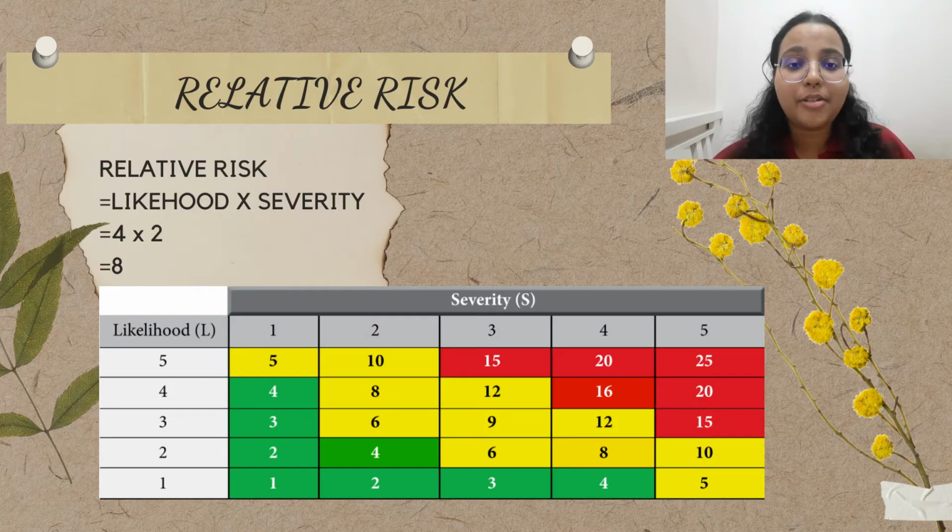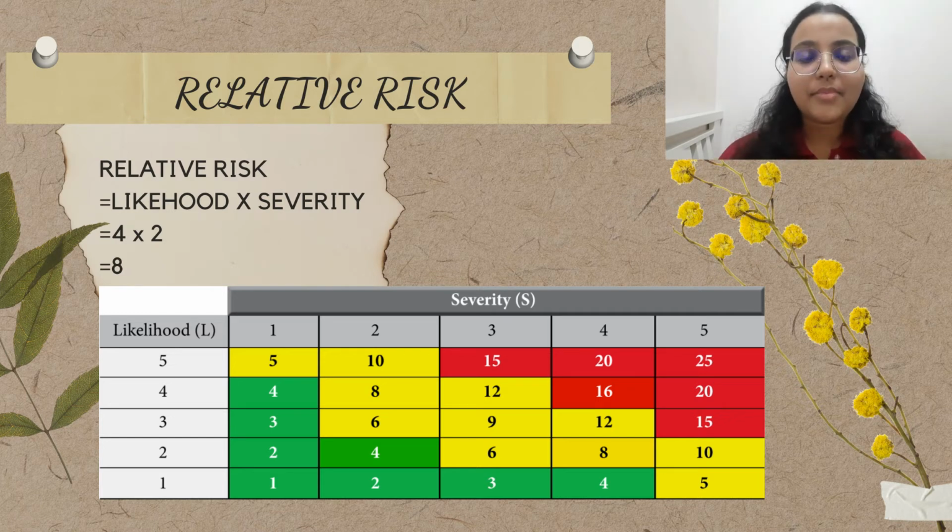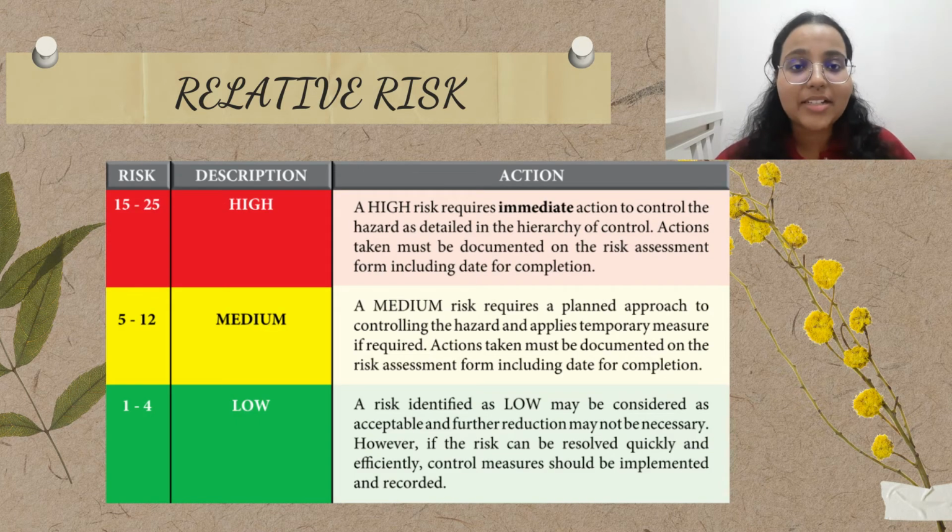The likelihood of harm multiplied by the severity of consequences equals the relative risk. So, for our hazard, the relative risk is 8, which is yellow, indicating a medium level. A medium risk requires a planned approach to control the hazard and apply useful temporary measures.